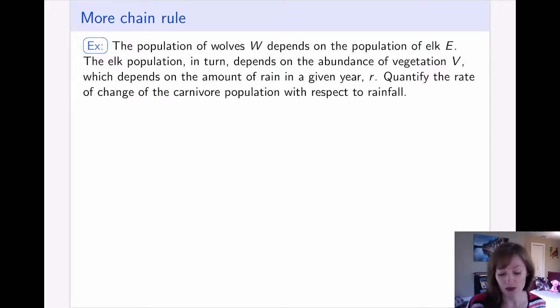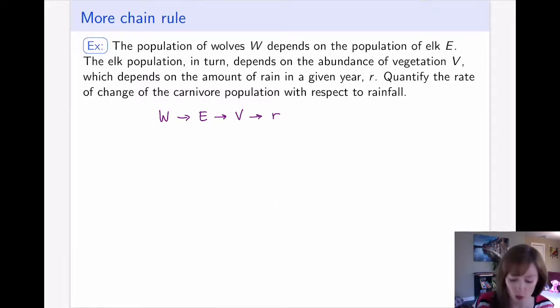We would like to quantify the rate of change of carnivore population with respect to rainfall. So keywords being here, rate of change, which means that we're talking about a derivative. But before we have something to take a derivative of, we need to actually find what that function is. So let's work through this chain. I have that the wolves depend on elk, which depend on vegetation, which depend on rain. So wolf population is actually a function of elk population. The more, let's say, elk, the more wolves there are. Elk depend on vegetation and so on.